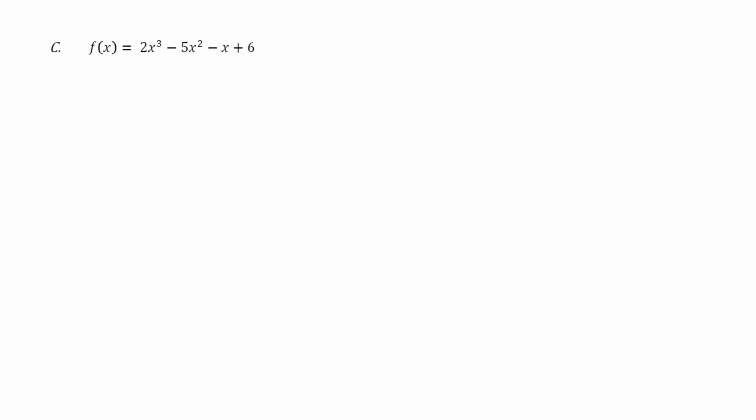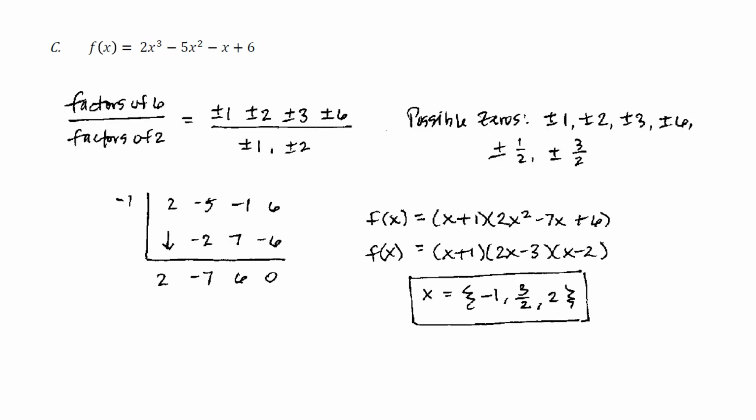And our last checkpoint, C, pause and attempt C. Right here is your solution for C. The actual zeros are -1, 3/2, and 2.